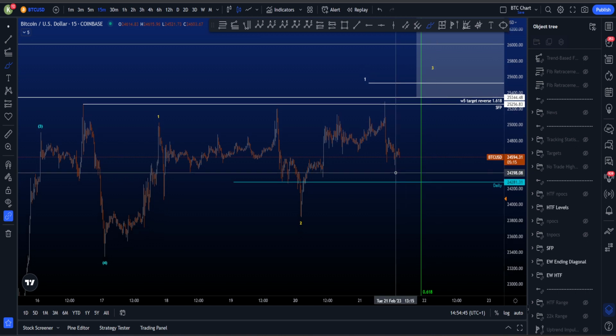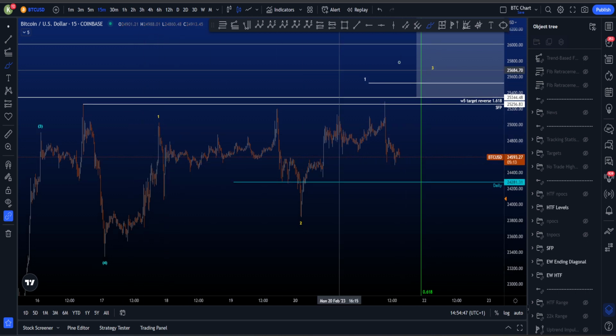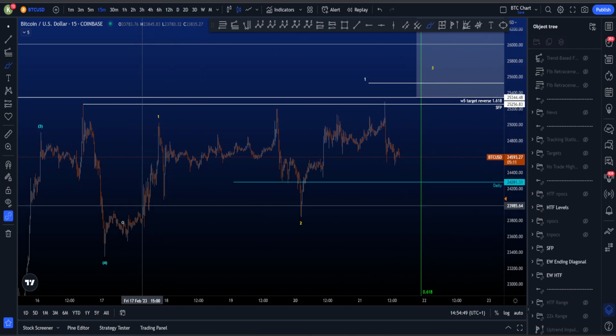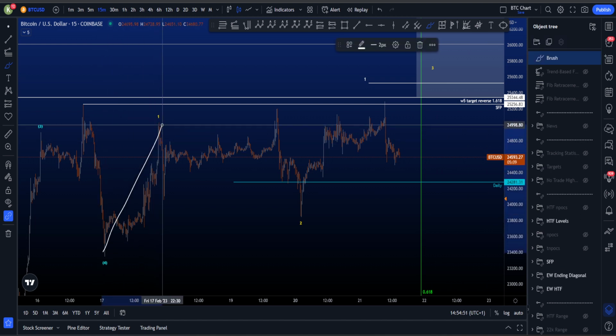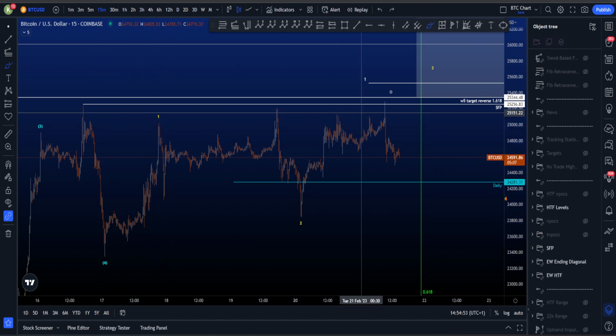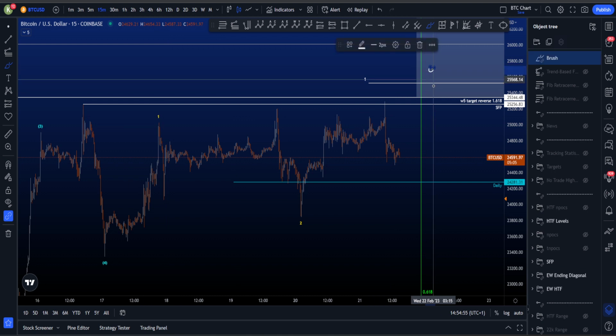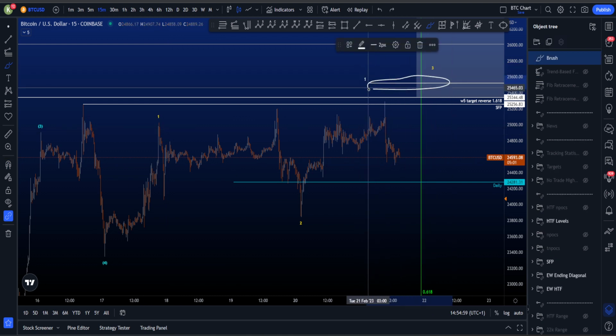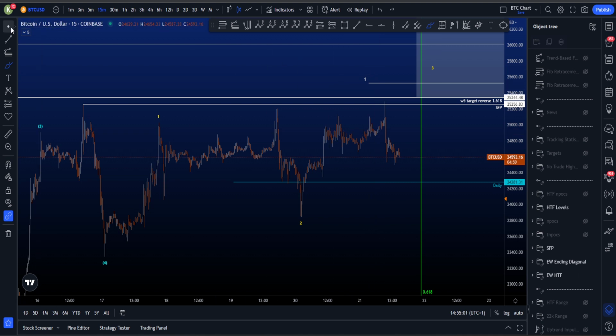So wave 1 should be longer than wave 3, and wave 3 should be longer than wave 5. So the length of wave 1 over here should be longer than wave 3. Now, this 1-to-1 extension that you see over here, this white line, is the length of wave 1.